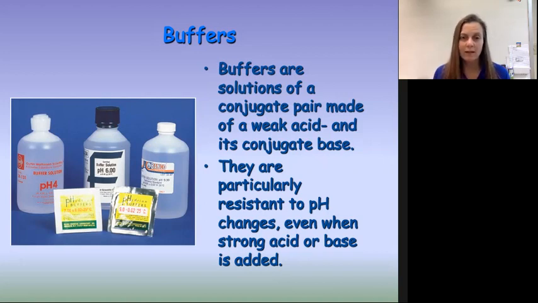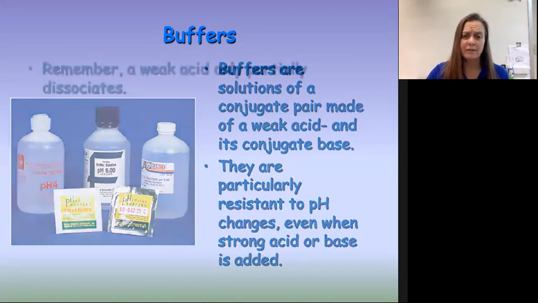Remember, anything in a biological setting relies on enzymes for proper functioning. And when the pH changes, enzymes denature. So it's really important that things stay at a particular pH. That's the role of a buffer, to keep something at a particular pH, even if you add a strong acid or a strong base.